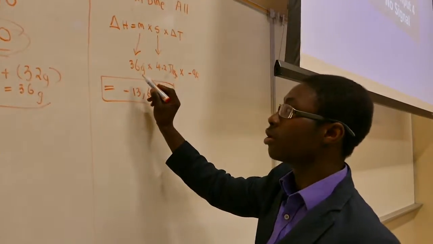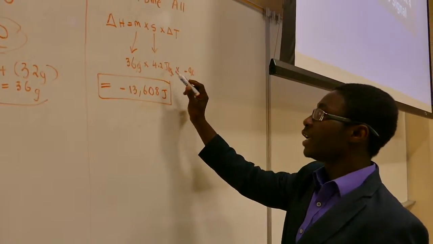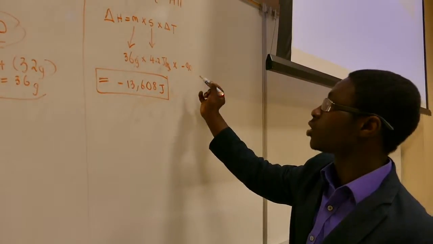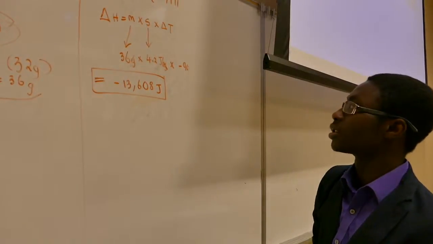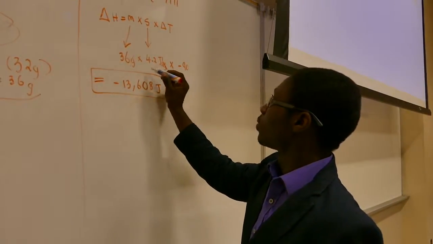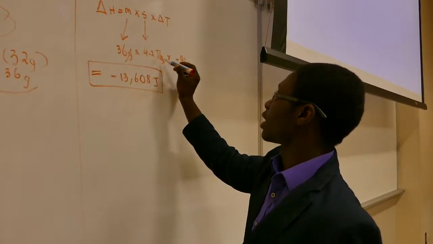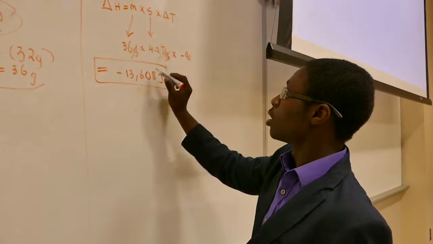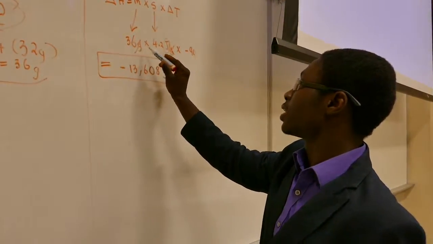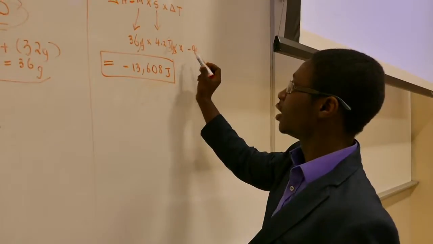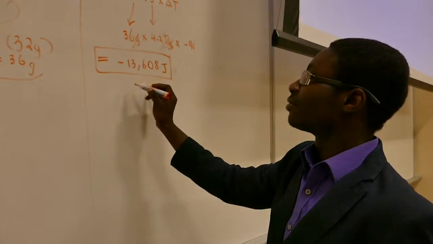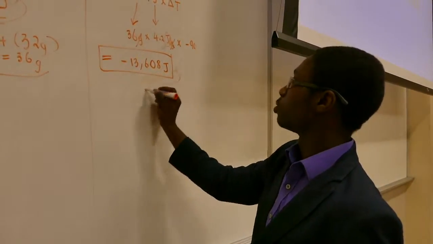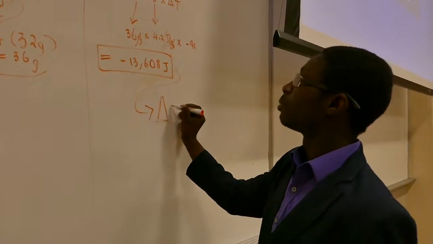For the mass, we got 36 grams. For the specific heat, it is 4.2, which was already given. And for the change in temperature, we calculated it to be negative 90 Kelvin. In order to get joules, the 36 grams cancels with the grams on the bottom, so you're only left with joules. When you multiply 36 times 4.2 times negative 90, you get negative 13,608 joules, which is your final answer, which is equal to enthalpy.